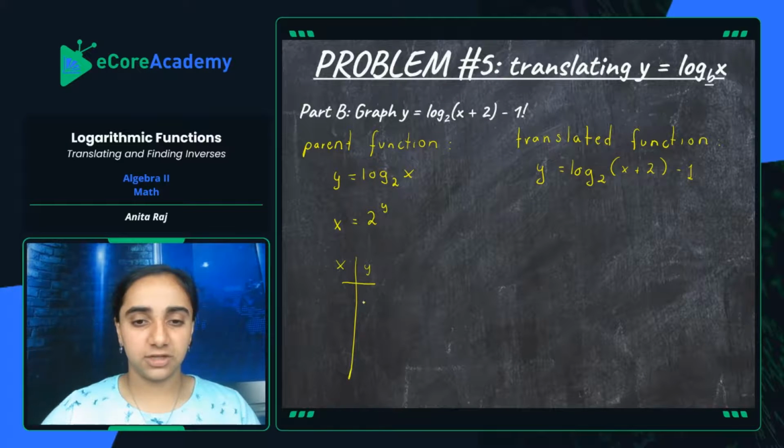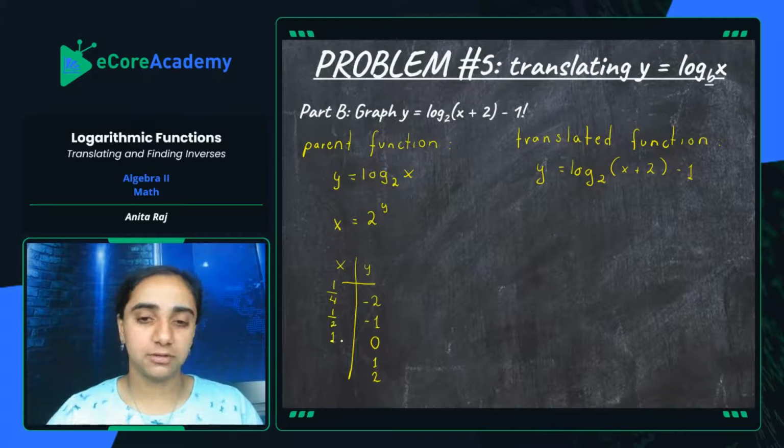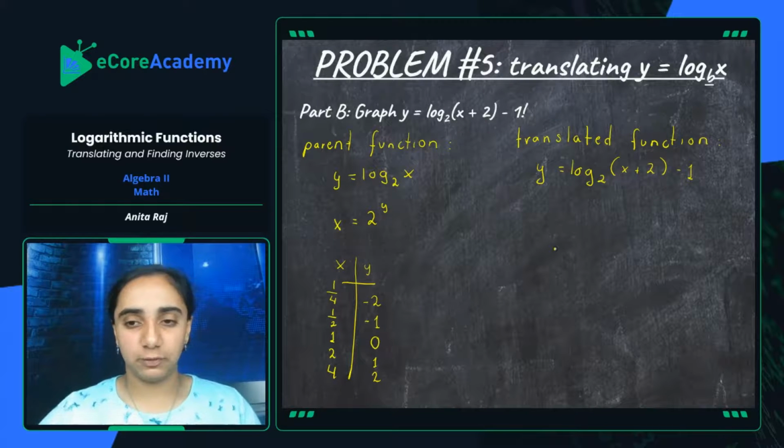Because this is a parent function, again, we can find 5 points centered around the origin. So -2, -1, 0, 1, and 2. We just plug these in for y and find out what x is. 2 to the power of -2 is 1/4. 2 to the power of -1 is 1/2. 2 to the power of 0 is 1. 2 to the power of 1 is 2. 2 to the power of 2 is 4. That was pretty straightforward. Now let's make an xy table here.